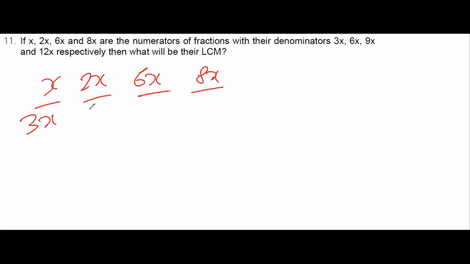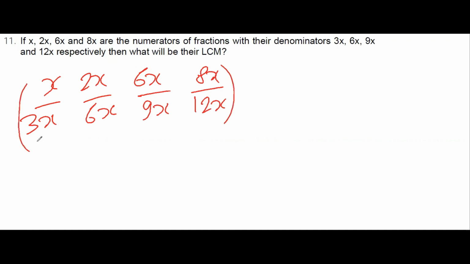Question number 11. If x, 2x, 6x, and 8x are the numerators of fractions, so I have fractions whose numerators are x, then 2x, then 6x, and 8x. These are the fractions with their denominators as 3x, 6x, 9x, and 12x respectively. Then what will be their LCM?